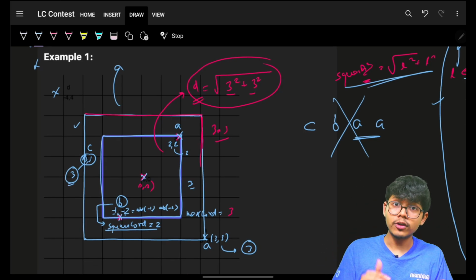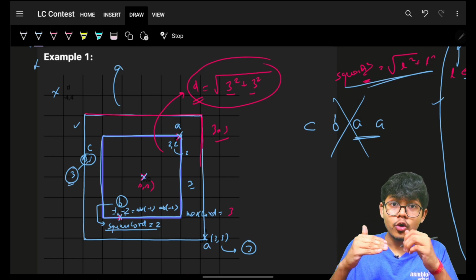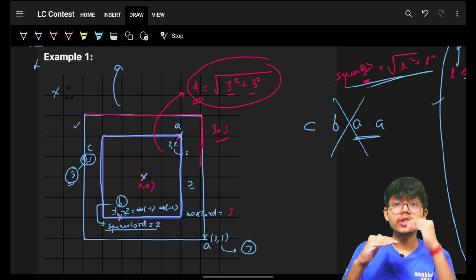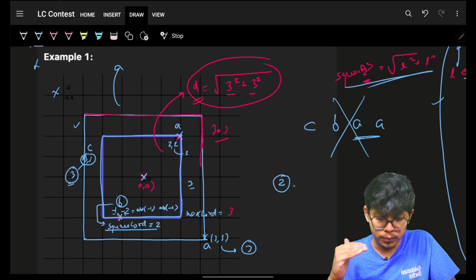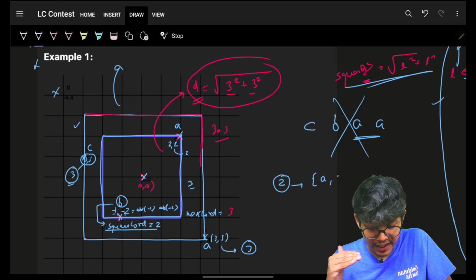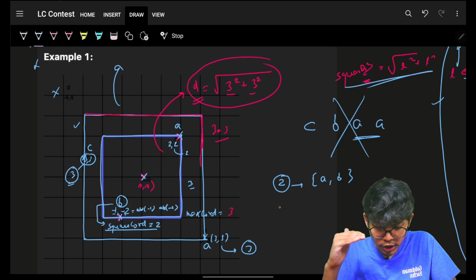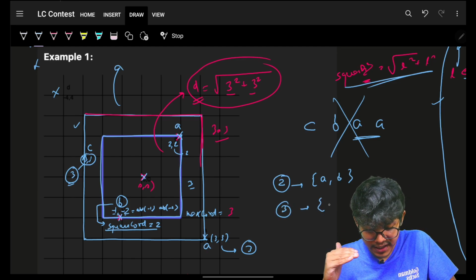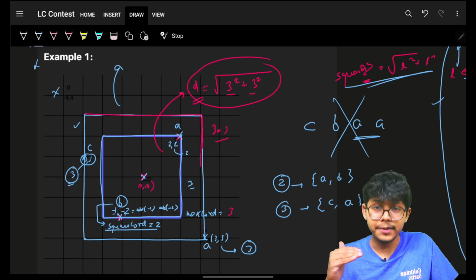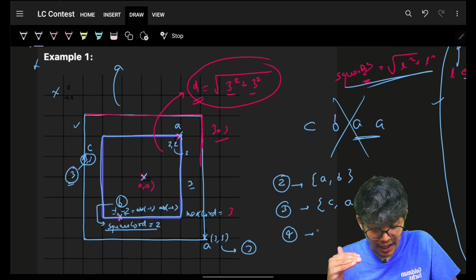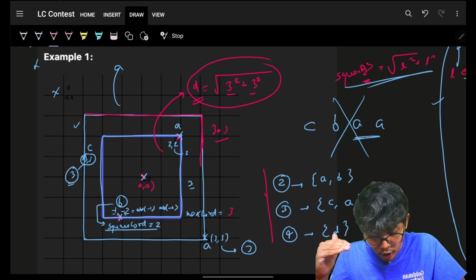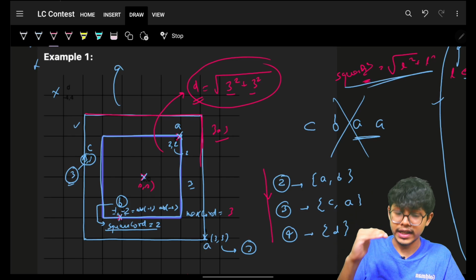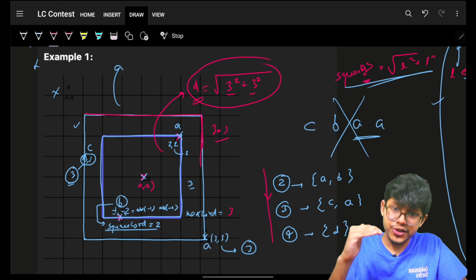Now if I know on which square they are lying, I can go on from the smallest square to a bigger square, which means on a square of 2, I can see I will have A and B. On a square of 3, I will have C and A. On a square of 4, I will have D. I will simply go on in the order of these square lengths and keep on checking.